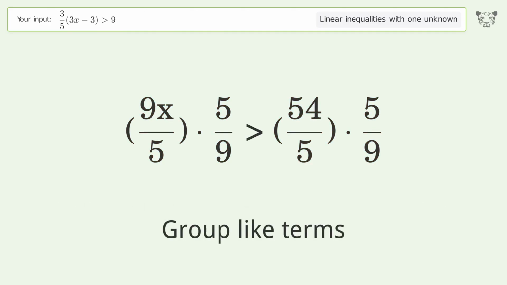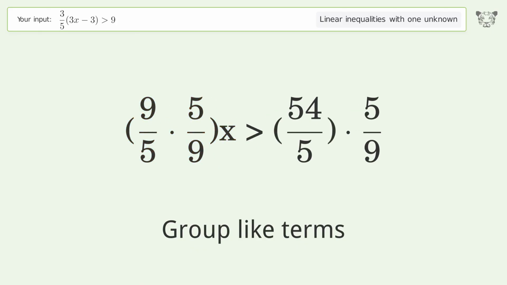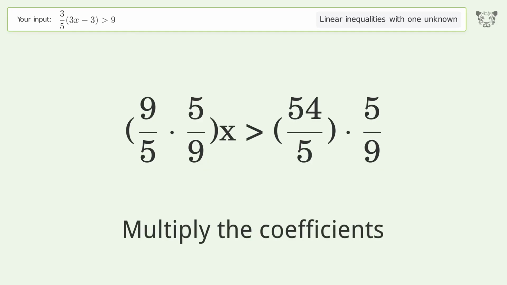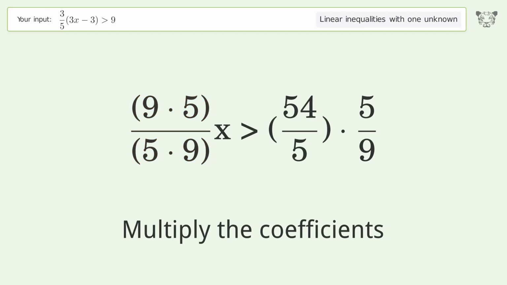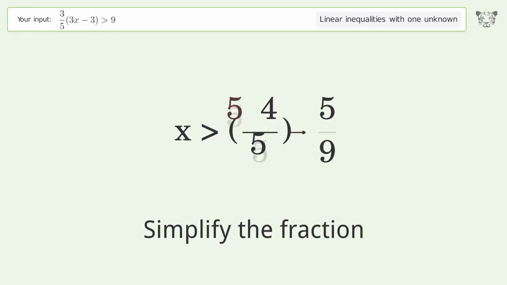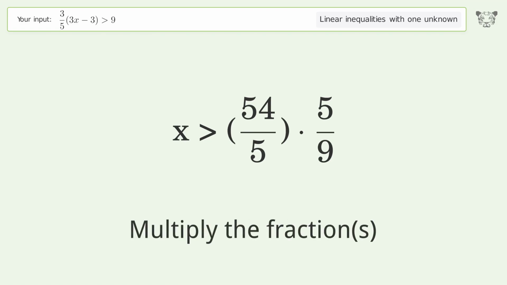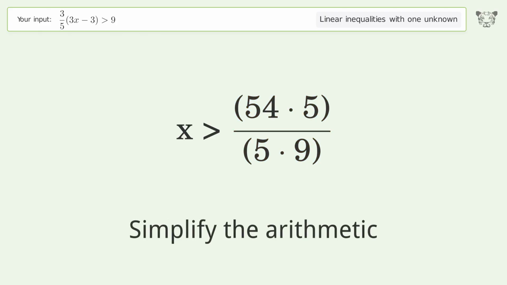Group like terms. Multiply the coefficients. Simplify the fraction. Multiply the fractions. Simplify the arithmetic.